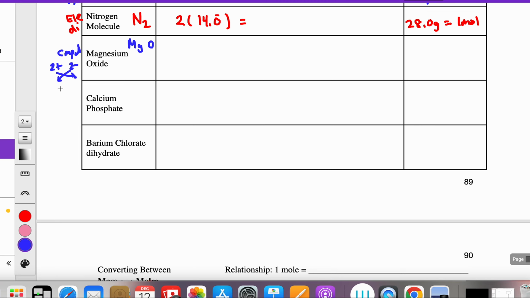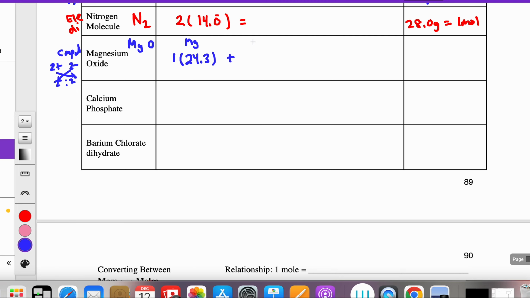So when I do my crisscross, I end up with a 2 to 2, which reduces to a 1 to 1. So my chemical formula for magnesium oxide is MgO, which means I have 1 magnesium and its atomic mass rounded to the tenths place is 24.3. So this belongs to magnesium.